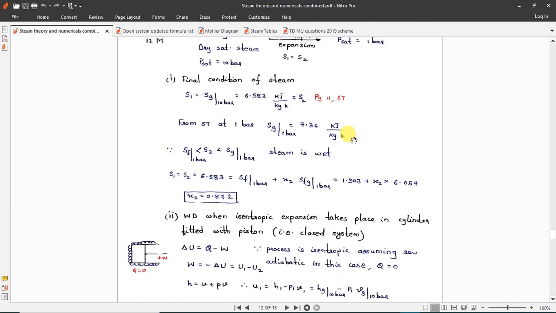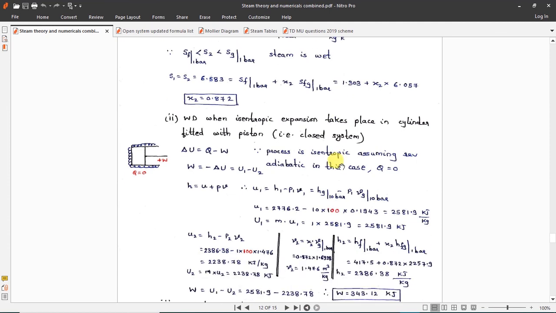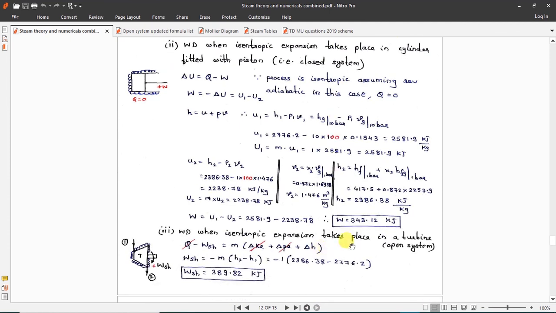So what we understand is, when we are isentropically expanding dry saturated steam to wet steam in a closed system, the work we are getting is 343.12 kilojoule. But when we are expanding the same steam in a turbine, neglecting change in kinetic and potential energy, then the shaft work is 389.82 kilojoule. So this is a very interesting numerical.